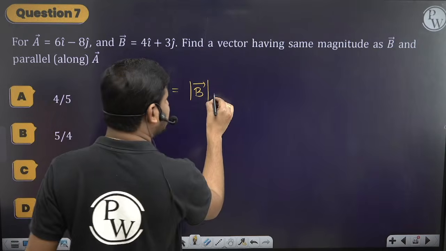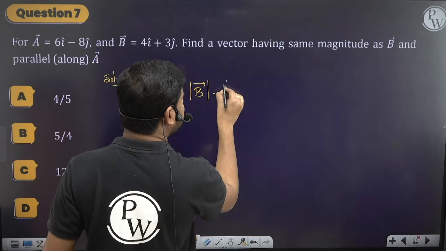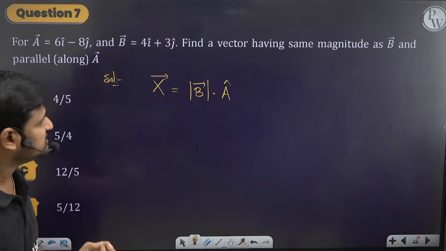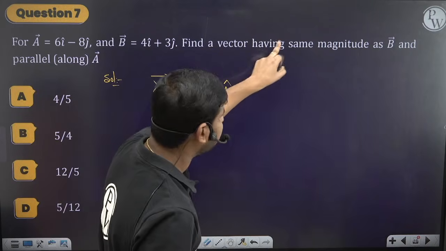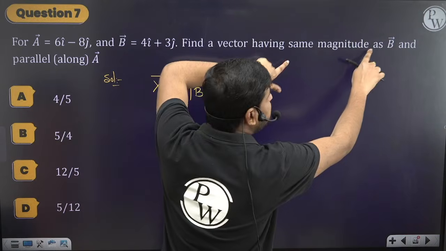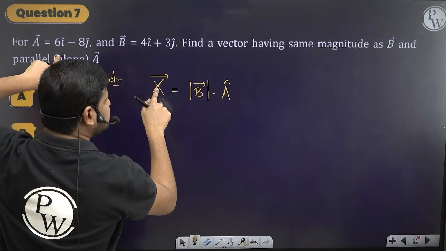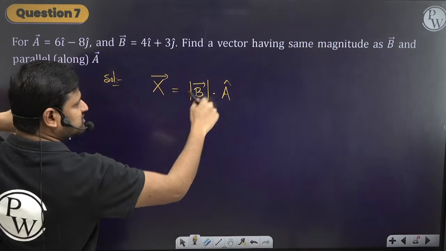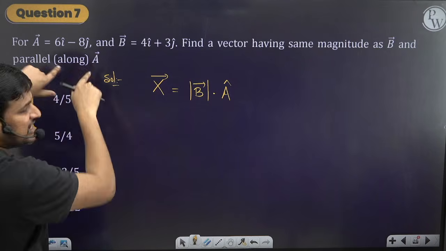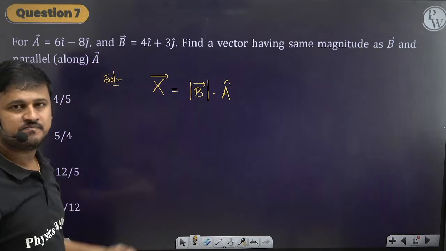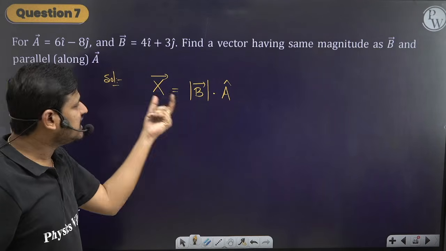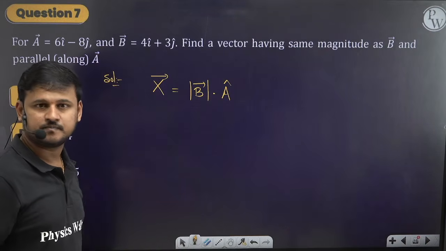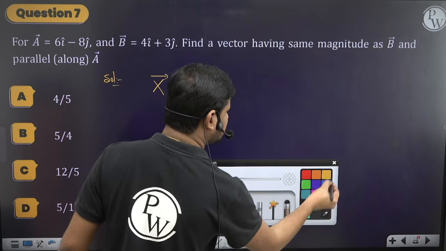So along the vector A means vector A unit cap. That's it. Understand the statement properly. We have to find some vector whose magnitude is same as vector B's magnitude, and it should be parallel or along the vector A. So parallel or along the A means A unit vector. Okay, so now your job is easy.